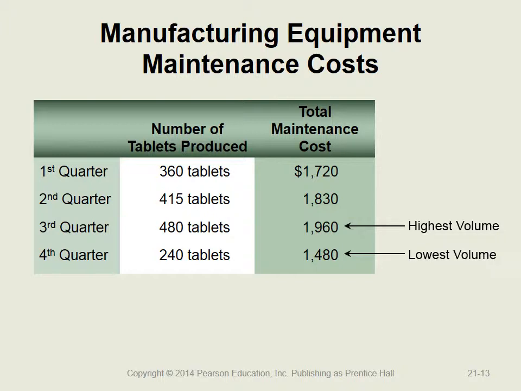To illustrate the high-low method, we will look at the maintenance costs for Smart Touch Learning's manufacturing equipment. Looking at the data for the year, we identify the quarter with the highest activity, the third quarter with 480 tablets, and the quarter with the lowest activity, the fourth quarter with 240 tablets.